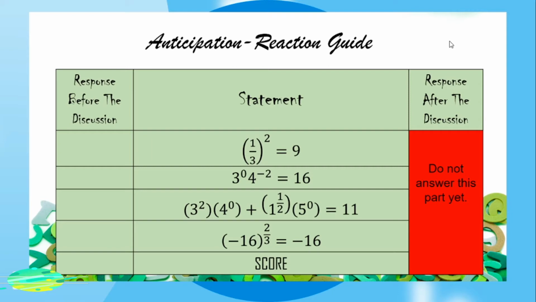Next, 3 squared times 4 raised to 0 plus 1 and 1 raised to 1 half times 5 raised to 0 is equal to 11. Are you agree or disagree? And for the last, negative 16 raised to 2/3 is equal to negative 16. Are you agree or disagree?